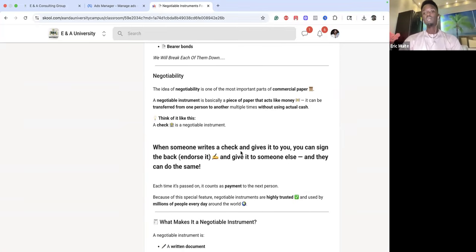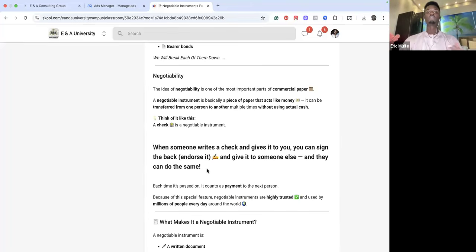When someone writes a check and gives it to you, and when you sign the back of it, which is also known as endorsing it, and give it to someone else, they can do the same. Each time it's passed on, it counts as payment to the next person.